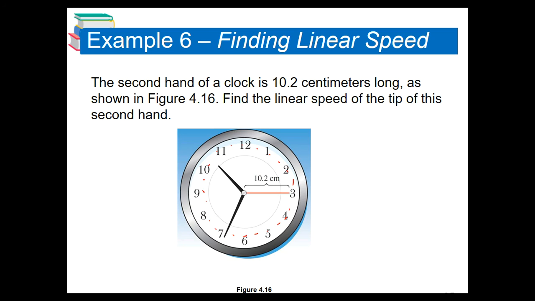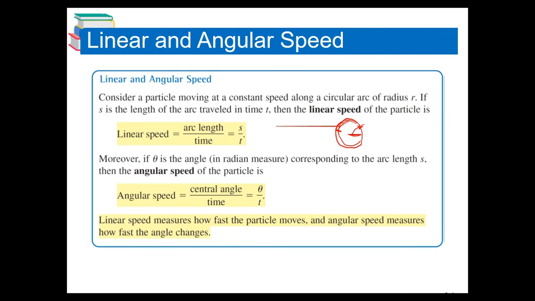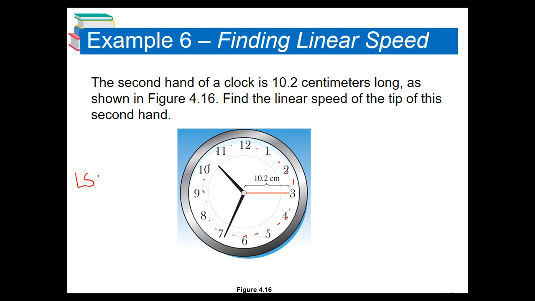All right. Well, it does give us the length of the radius, but what was it before? Linear speed is arc length divided by time. So linear speed is going to be the arc length divided by time. And all they've given us is the radius. Well, what do we know about a clock? How long does it take for the second hand to go all the way around the clock in seconds? It takes 1 minute or 60 seconds, right?